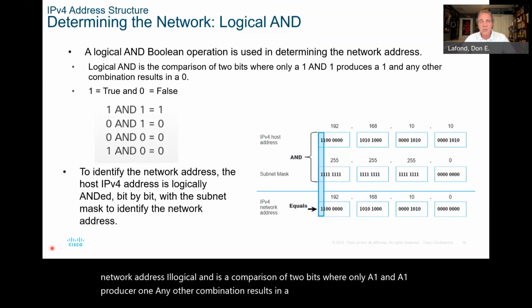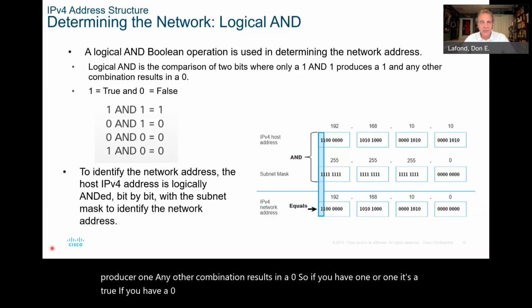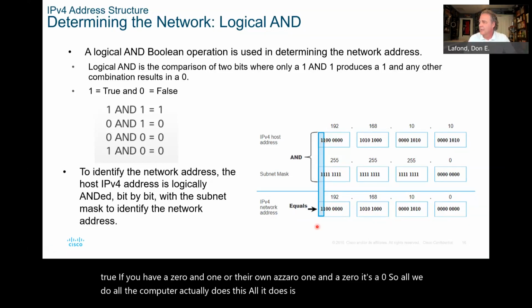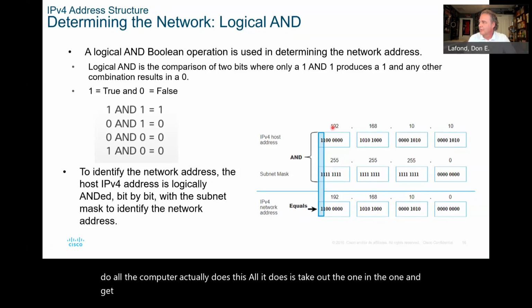So if you have a 1 and a 1, it's a true. If you have a 0 and a 1, or a 0 and a 0, or a 1 and a 0, it's a 0. So all the computer actually does is take the 1 and the 1 and get a 1, 1 and a 1 and get a 1. Everything else is 0 in the first octet.